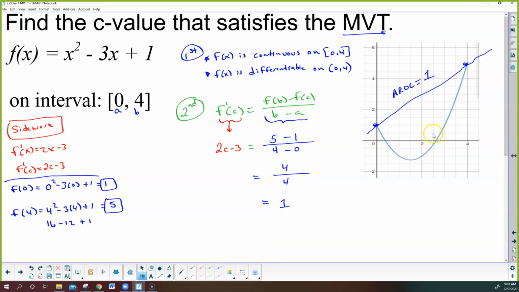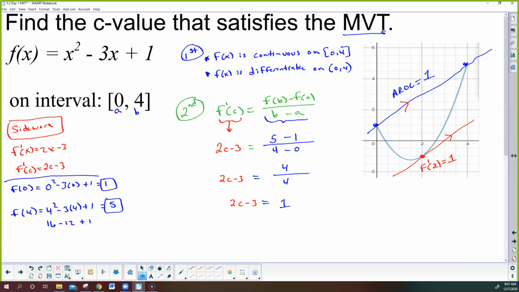Now graphically, if I was to draw this perfectly, where else is my slope equal to 1? I'm guessing here, but this is the derivative at, I'm going to put 2 for right now. I might change it depending on what my answer is. But I need to know these lines are parallel. So if that slope is 1, this slope is 1. And then that's the work that we need to do, is just find the C value.